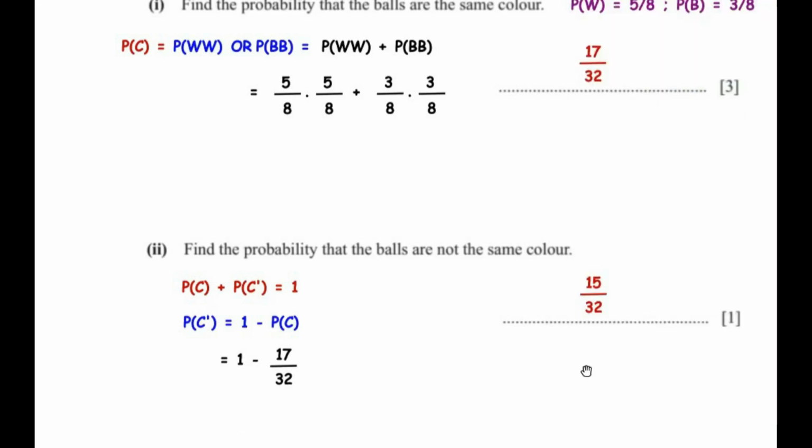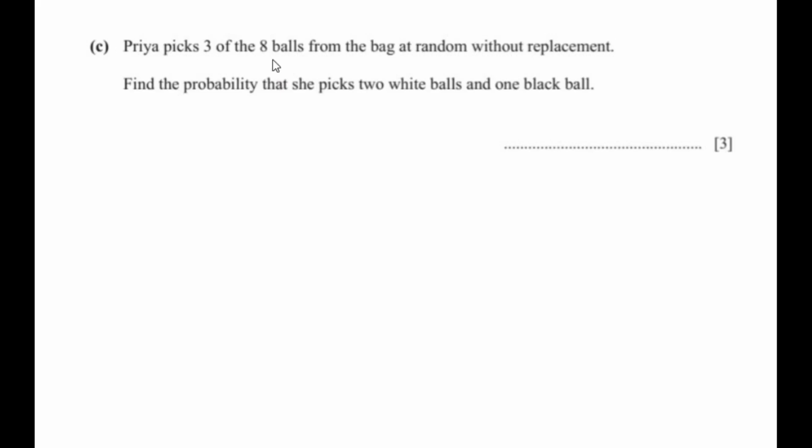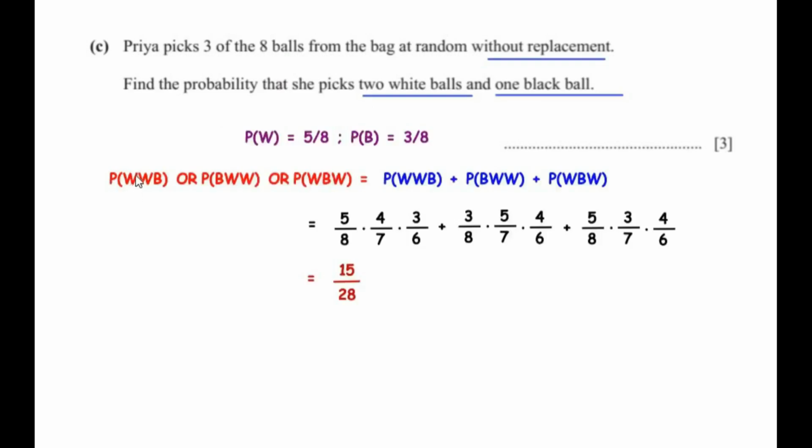Now moving on to the C sub question. Priya picks 3 of the 8 balls from the bag at random without replacement. Find the probability that she picks 2 white balls and 1 black ball. So here we can make 3 combinations. She can pick the white ball first, followed by a white ball, and the third pick will be the black ball. So this could be the first combination, or it could be the black ball first, followed by 2 white balls, or the third combination can be she picks up a white ball first, then a black ball, and then followed by a white ball. So these 3 combinations are possible out of the total 8 balls.